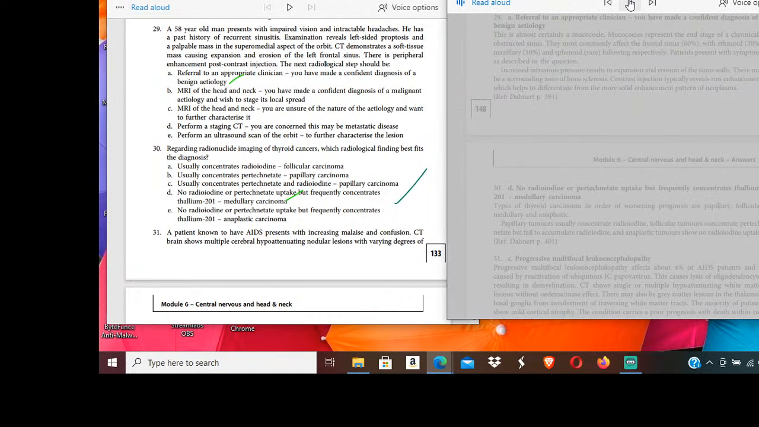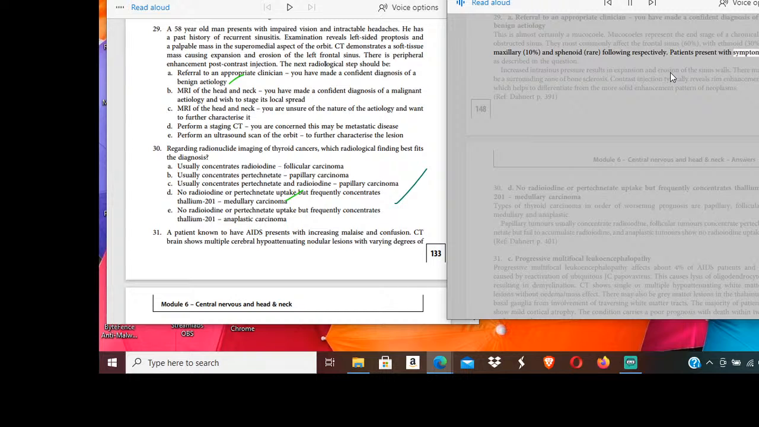(29) A. Referral to an appropriate clinician. You have made a confident diagnosis of a benign etiology. This is almost certainly a mucocele. Mucoceles represent the end stage of a chronically obstructed sinus. They most commonly affect the frontal sinus, 60%, with ethmoid 30%, maxillary 10%, and sphenoid rare, following respectively.